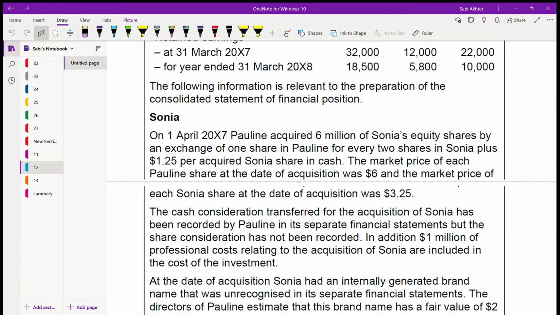On 1st of April 2007, Polo acquired 6 million of Sonia's equity shares by an exchange of 1 share in Polo for every 2 shares in Sonia, plus 1.25 per acquired Sonia share in cash. This is not normal cash consideration. They have shares also here. The market price of each Polo share at the date of acquisition was 6 and the market price of each Sonia share was 3.25.